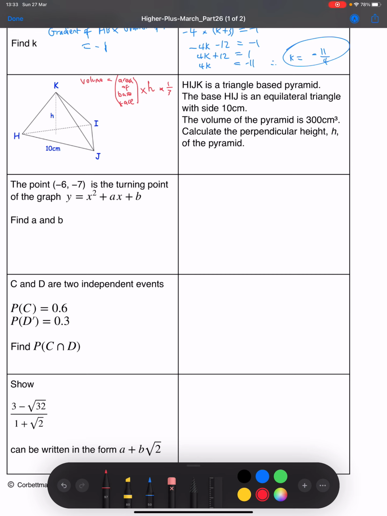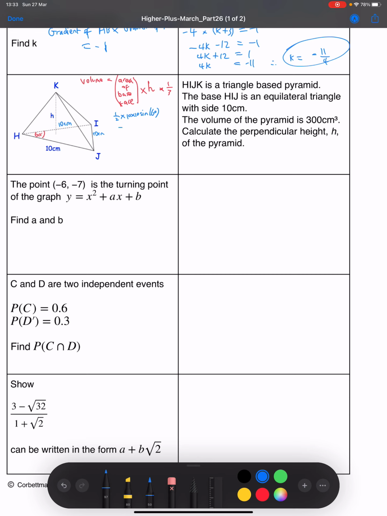Now we need the area of the base face, don't we? Well, it's an equilateral triangle, which means 60 degrees, and so on and so forth. And if we know that it's an equilateral triangle, that means you've got 10 centimeters, and 10 centimeters. We can actually use the half ab sine C formula. So a half times 10 times 10 times sine 60. That's going to be the area of the base face, the area of the triangle.